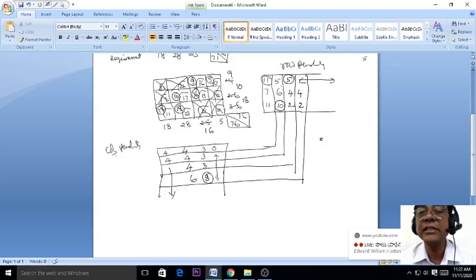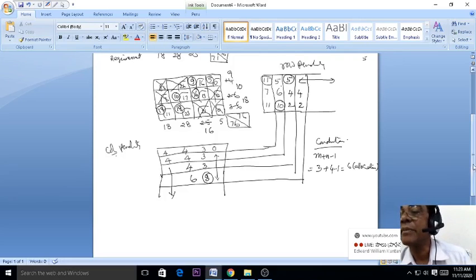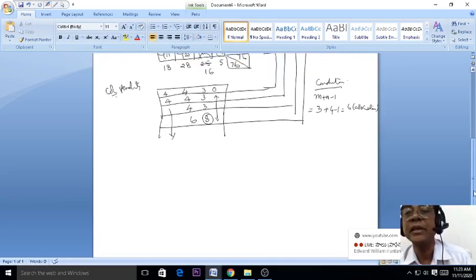So what is the condition here? Condition equal to m plus n minus 1. m is the number of rows, n is the number of columns. Number of rows is 3, number of columns is 4, minus 1, 7, 6 allocations. Allocation means the rims. Check how many rims are there: 1, 2, 3, 4, 5, 6. That's all. After that, IBFS. Same step, IBFS.